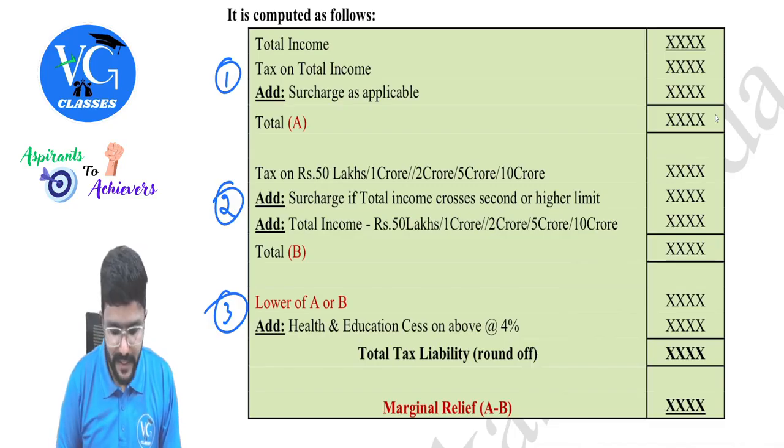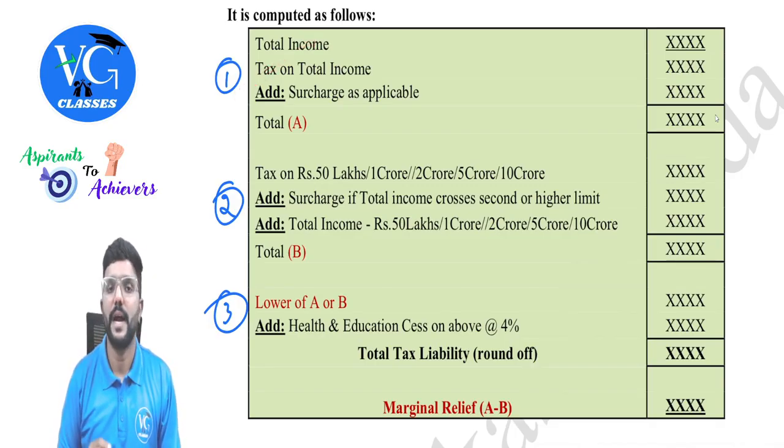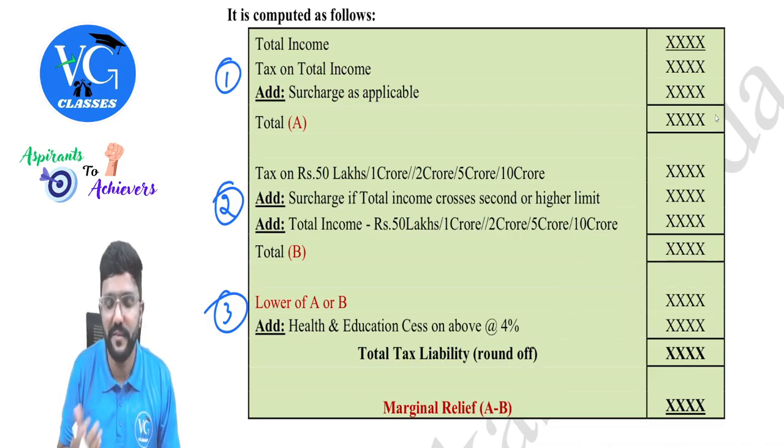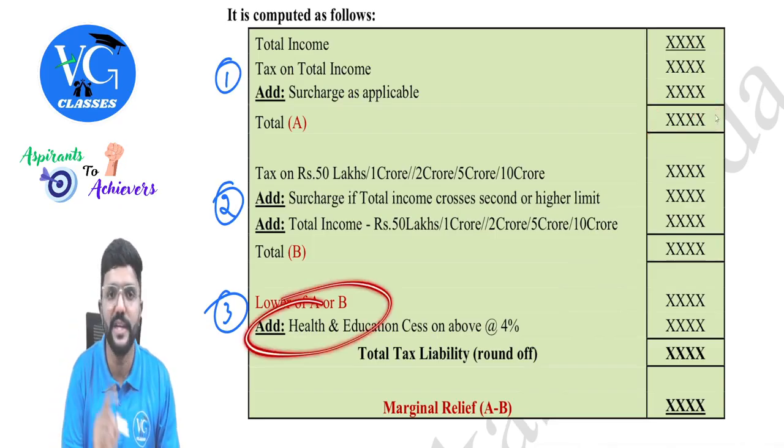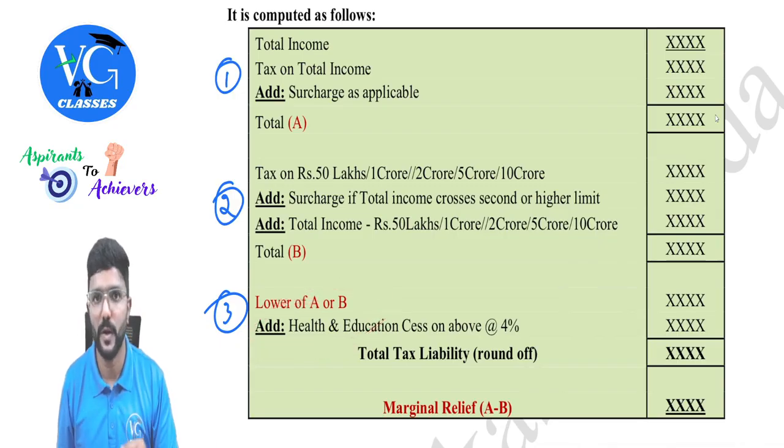Take total income first, then tax on total income, and surcharge would be applicable. That is why we are checking the marginal relief. Add surcharge and you will get the total. But don't take health and education cess here. Health and education cess will come only in the third step, guys. Please be careful.